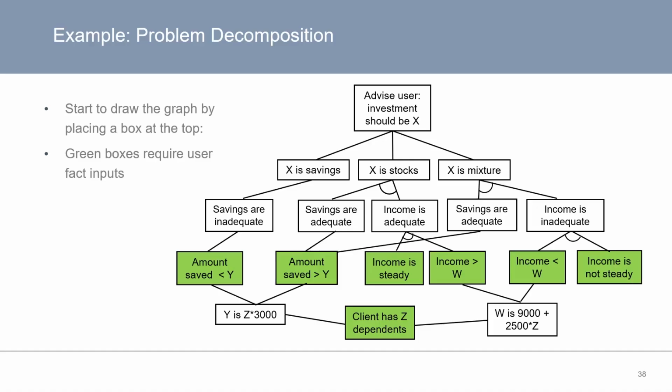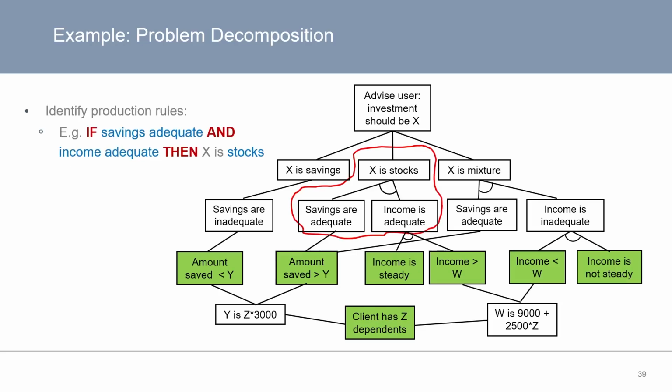In this illustration, boxes in green indicate a point in the graph where input is needed from the user, as facts. So in this case, we need to know whether the client's income is not steady, and we need to know their income to compare to W. Using this AND/OR tree, we can now identify relationships that will become production rules.